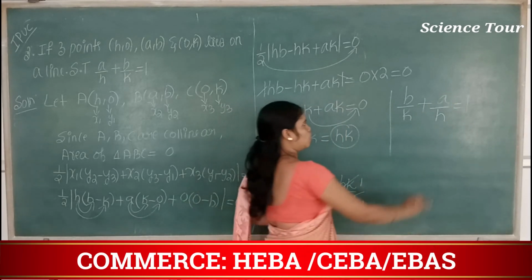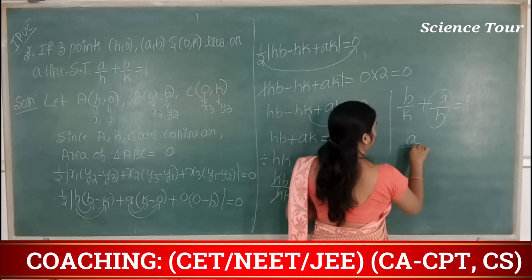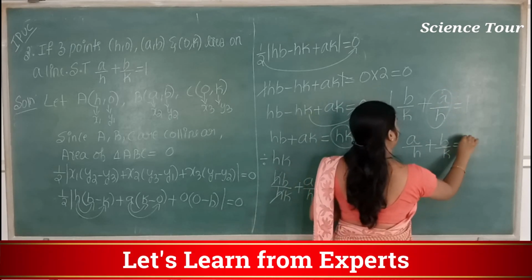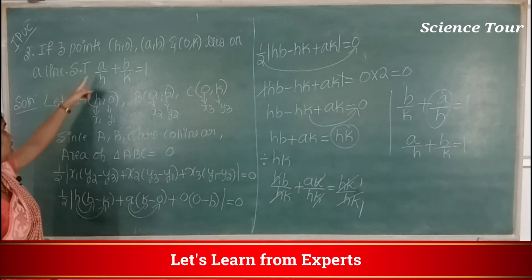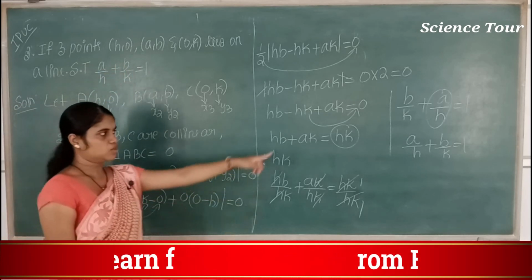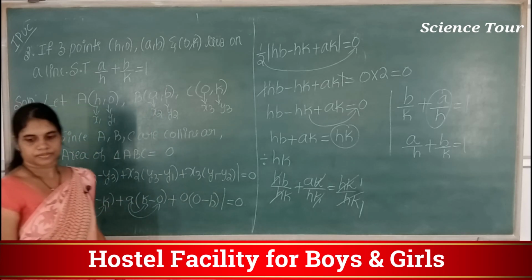Now on the left hand side, first I'll write a by h, next I'll write b by k, equal to 1. See, this is what we have to prove, isn't it? a by h plus b by k is equal to 1. This is what we have to prove, right? So this is the result.